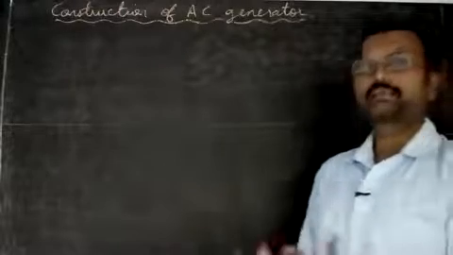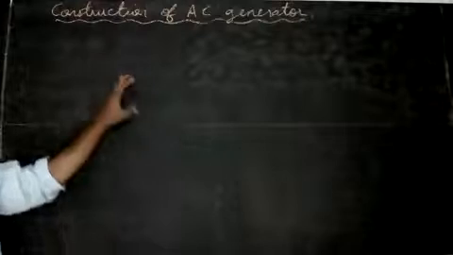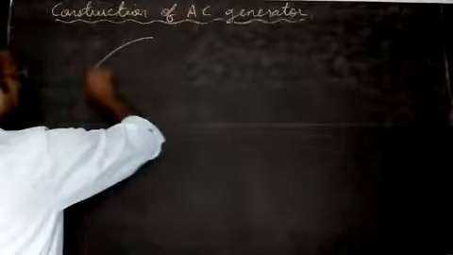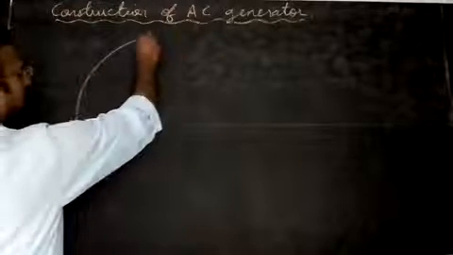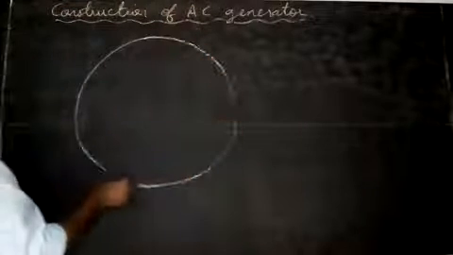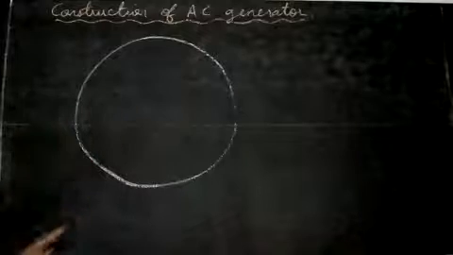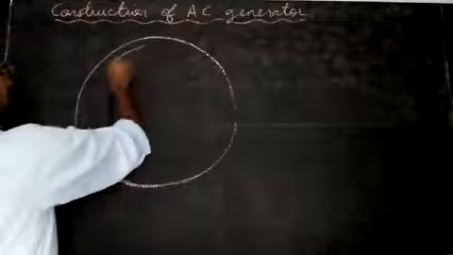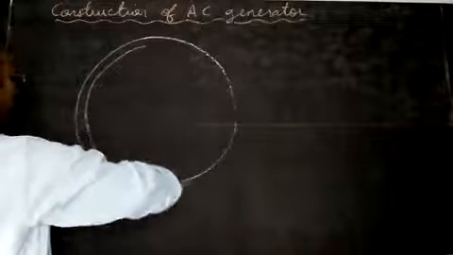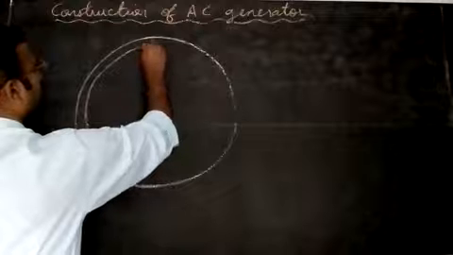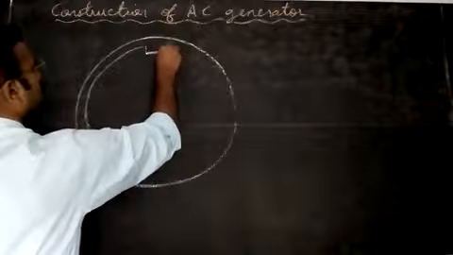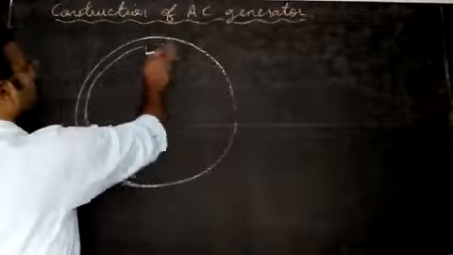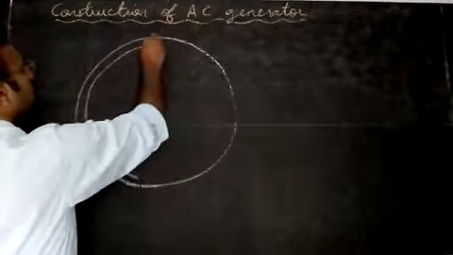Let us now study the construction of the AC generator. That means the parts of the AC generator that we'll study now. If you see, the AC generator is like a big cylinder only, but when you draw it on the board, it's like a circle.